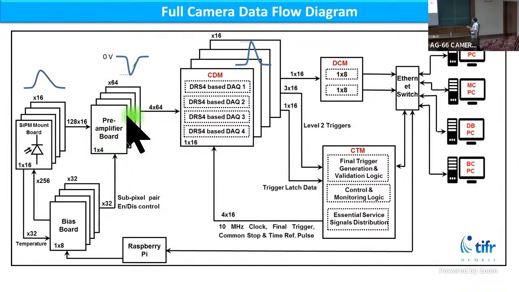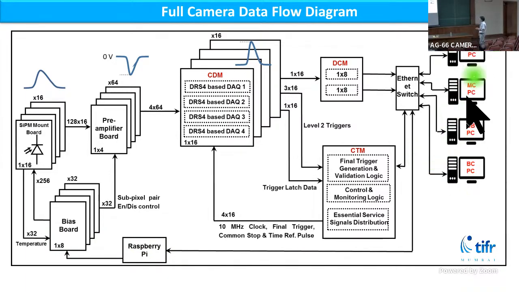Then these 64 into 4 signals come to the digitizer system, where we digitize those signals after receiving a final trigger signal from another control and trigger module. Then the digitized data is transferred to the data concentrator module and finally to the PCs. And here is the bias system for all these silicon photomultiplier mount boards. It works under control from the Raspberry Pi and finally from the PC in the control room.